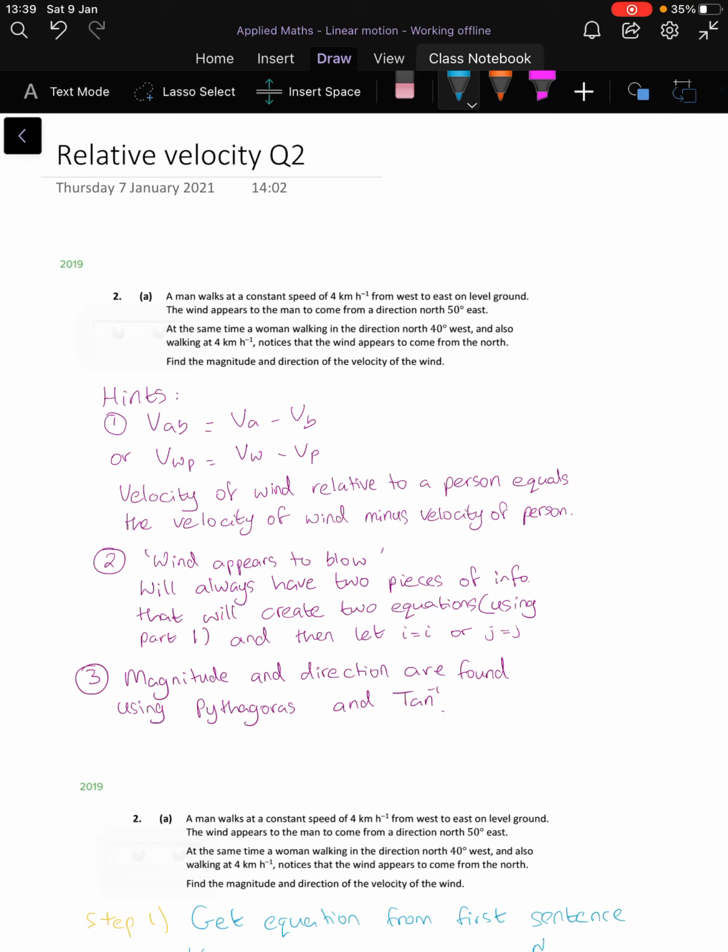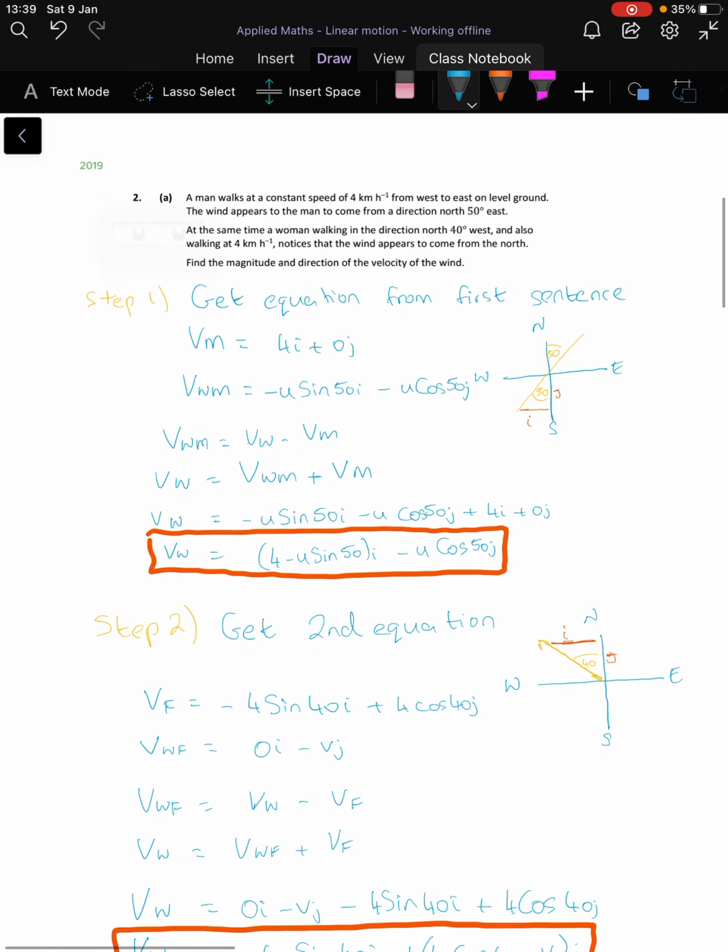So the second hint that we're looking at is when we see the phrase "the wind appears to blow," that's telling us that this is the type of question where we're going to have 2 pieces of information and we're going to create 2 equations. Then we're going to finish that off by letting I equal I or J equal J, just one of them. And from there the magnitude and direction is found by using Pythagoras' theorem and the tan inverse. So let's go and take a look at how that is done.